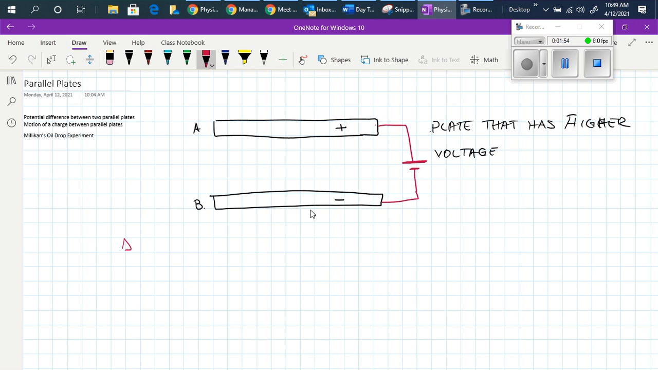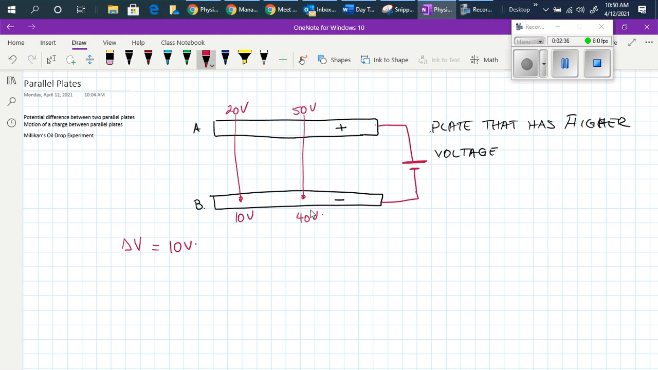When we are saying that the voltage between two parallel plates is, let's say, 10 volts, that means that the relative difference between A and B is 10 volts. So A may be 20 volts, therefore B is 10 volts, but A may be 50 volts, therefore B is 40 volts. So the relative difference between the two plates will give us the potential difference between two parallel plates.